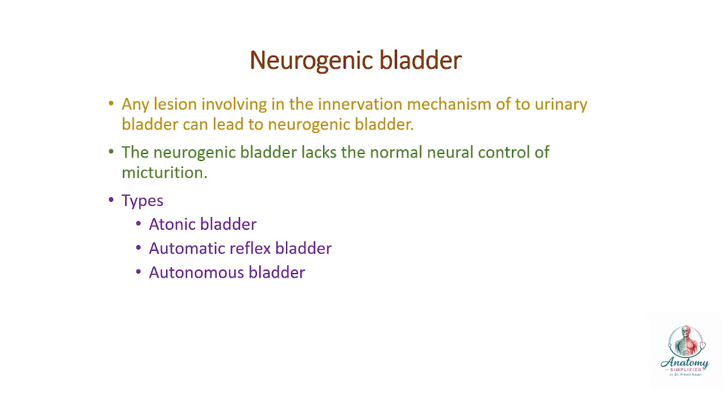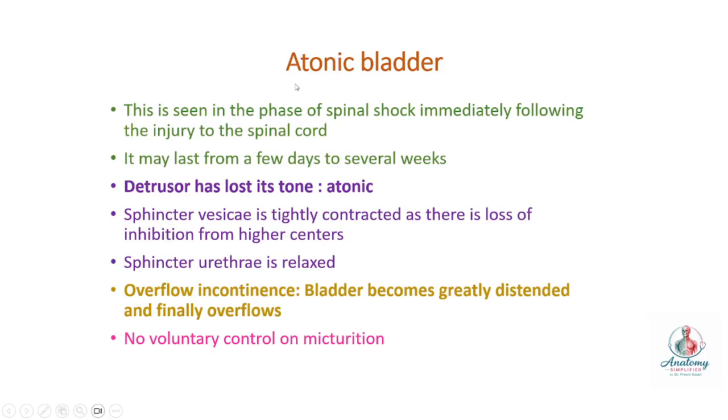Now, why are we learning so much about the nerve supply of the urinary bladder? Because any lesion involving the innervation mechanism of the urinary bladder can lead to neurogenic bladder. The neurogenic bladder lacks the normal neural control of micturition. There are three types of this kind of bladder: atonic bladder, automatic reflex bladder, and autonomous bladder. What is atonic bladder? This kind of bladder is seen in the phase of spinal shock immediately following injury to the spinal cord. It may last from a few days to several weeks.